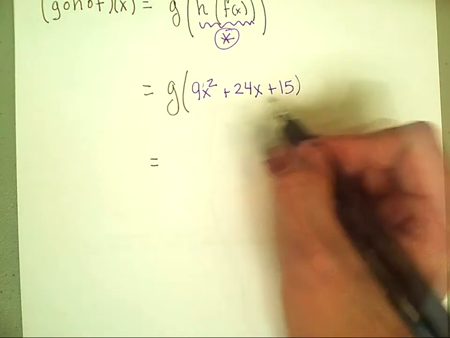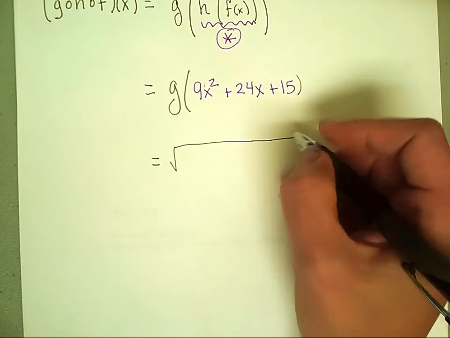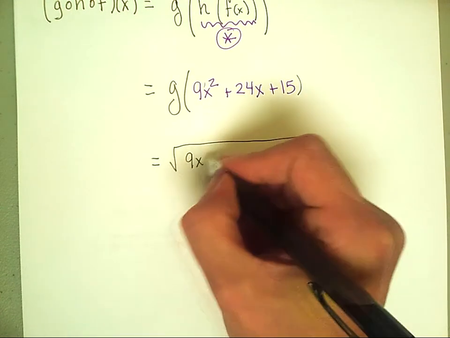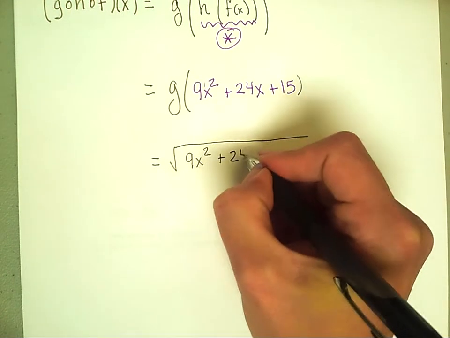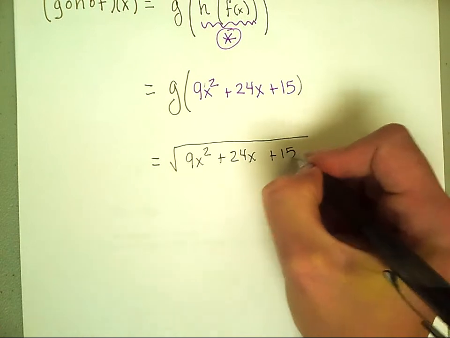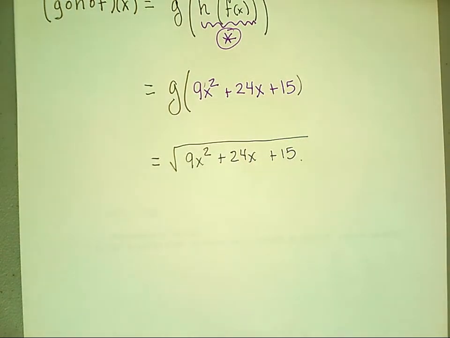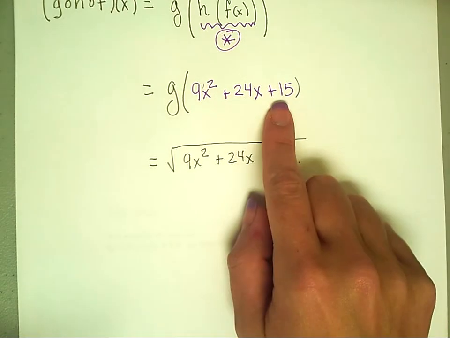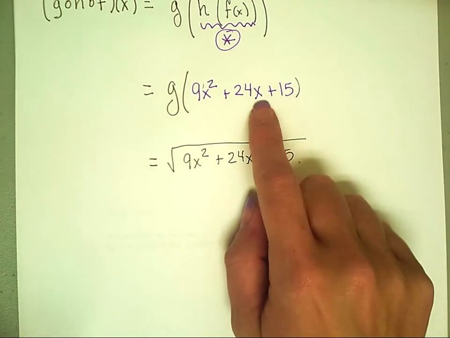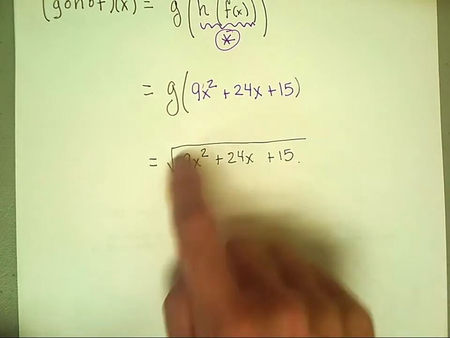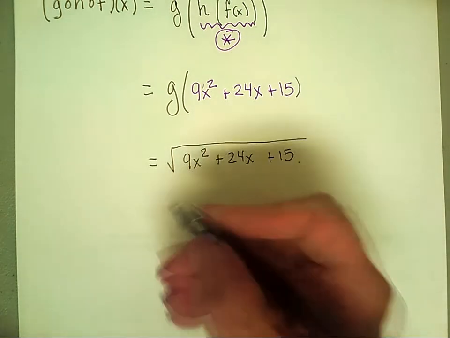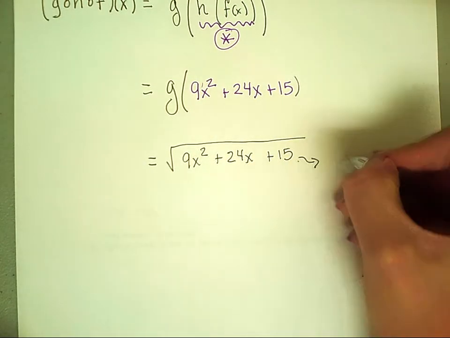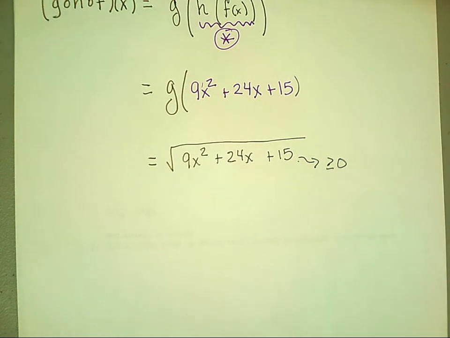Okay. And then what is g? Well, we have to put this into g, and g is the square root, and then putting this in, 9x squared plus 24x plus 15. Now in this case there's no restrictions. This is a polynomial, so there's no restrictions on what we can put in. However, in this composition we now have a problem. This has to stay greater than or equal to 0.